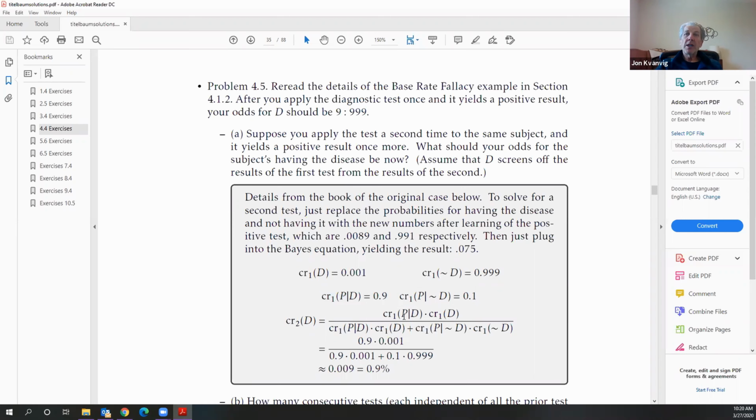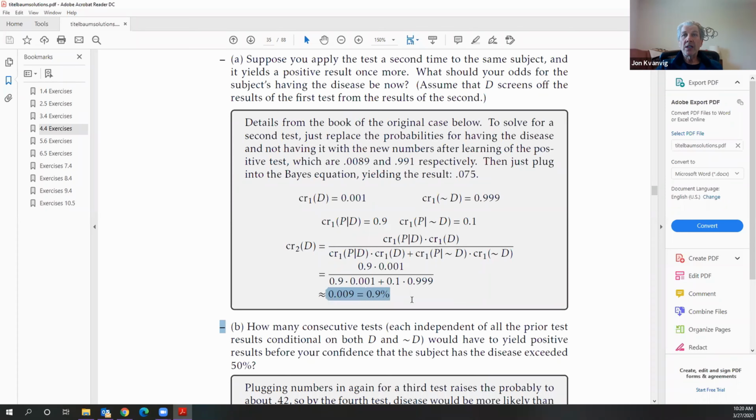These numbers you just plug into Bayes' theorem. This is the calculation that you got for the first test. Then you use the numbers generated down here to plug back into Bayes' equation again, and once you do it a second time, the probability jumps from 0.0, let's see, that would be what, 0.009, all the way up to 0.075, which is a huge increase, but not even close to making it more likely than not that you have the disease.